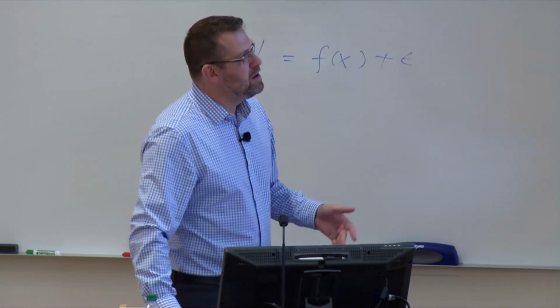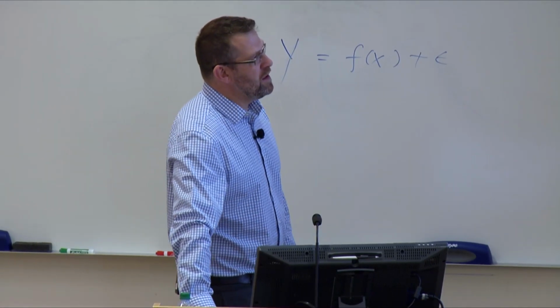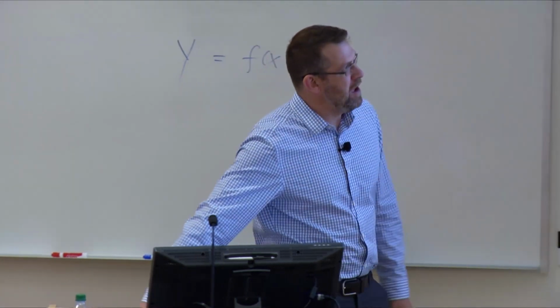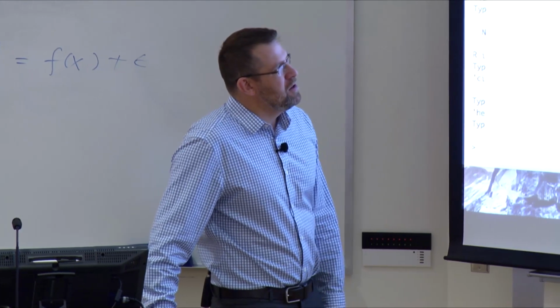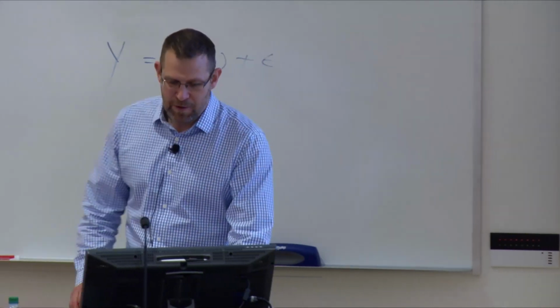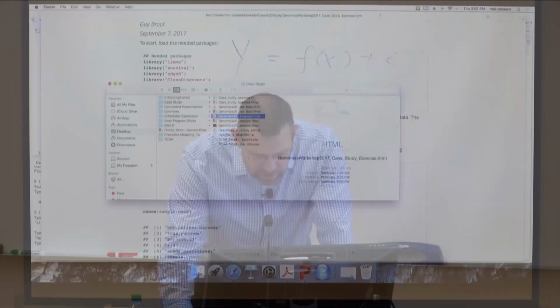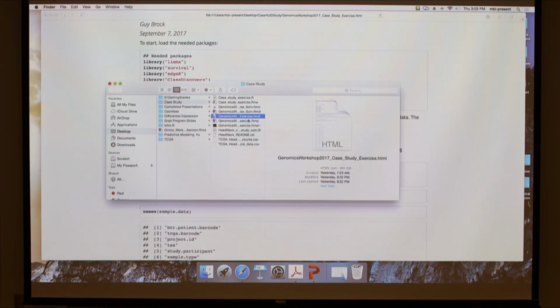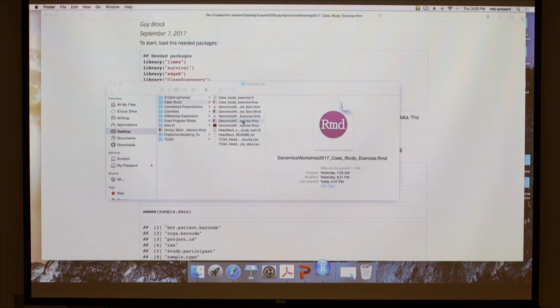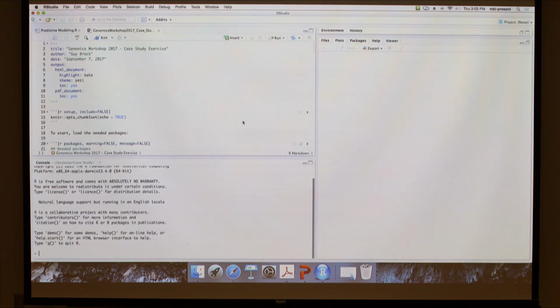And I think Kevin probably already went over this with you guys yesterday. But after the first day, when we encountered all those difficulties with changing directories, we came up with a solution to bypass all that. Once you have all these things downloaded, then just go to the R Markdown file. We'll start with this one, the Genomics Workshop 2007 Case Study Exercise R Markdown. Just double click on that. That should pop open RStudio with the Markdown file.